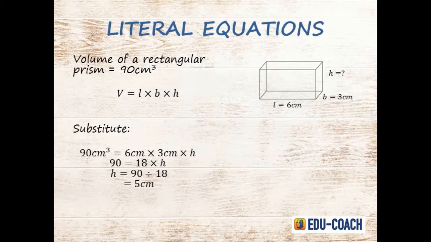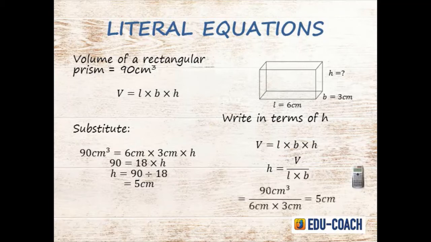In the second method, we can rewrite our formula in terms of h. Which means we divide both sides of our formula by L times B. So we have h is equal to V divided by L times B. Now next we input the values that we have for these variables using our calculator. In one step we can get our answer of 5 centimeters.